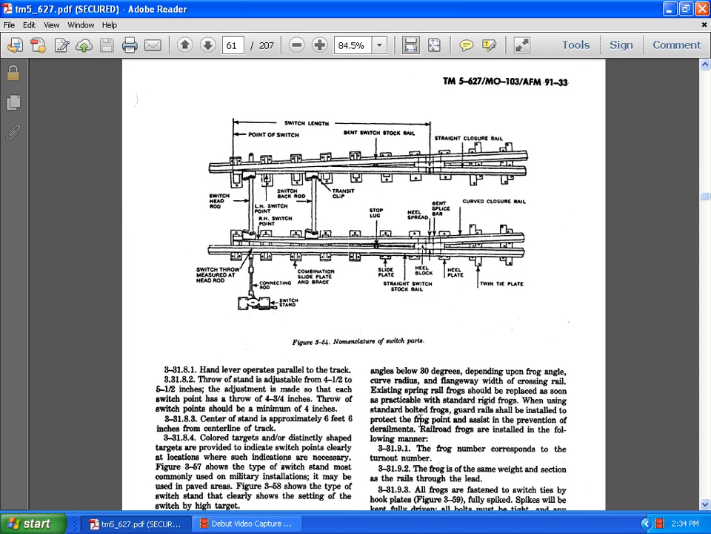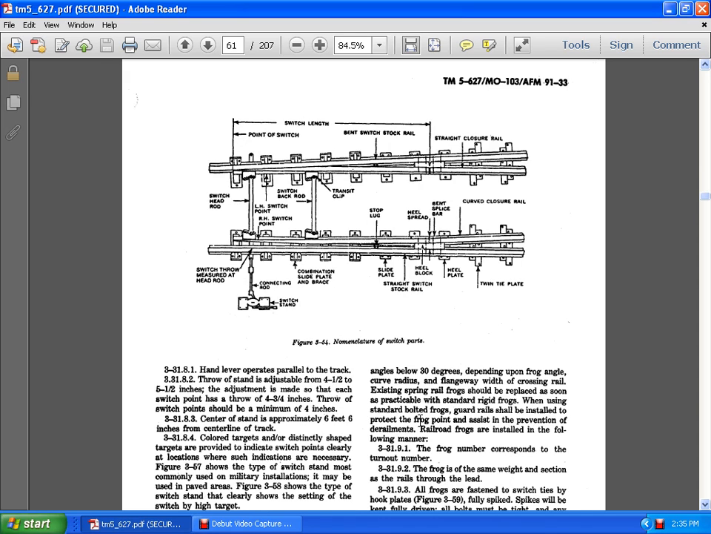Nomenclature of the switch parts. Through 3.1.8.1, the hand lever operates parallel to the track. 3.3.8.2, throw standard is available: 4 1/4, 3 1/2. Adjustment is made at each switch point. Is throw 4 3/4. Throw of the switch point should be a minimum of 4 inches.